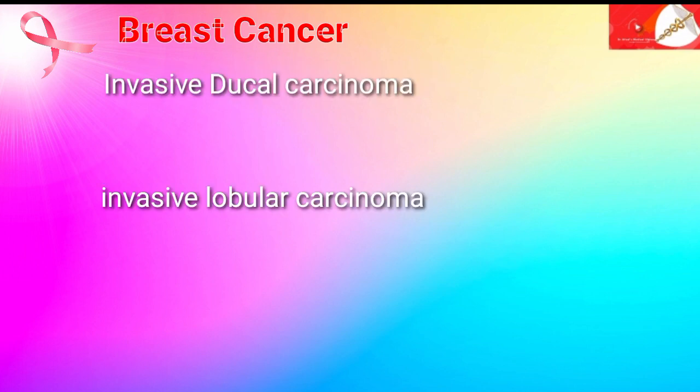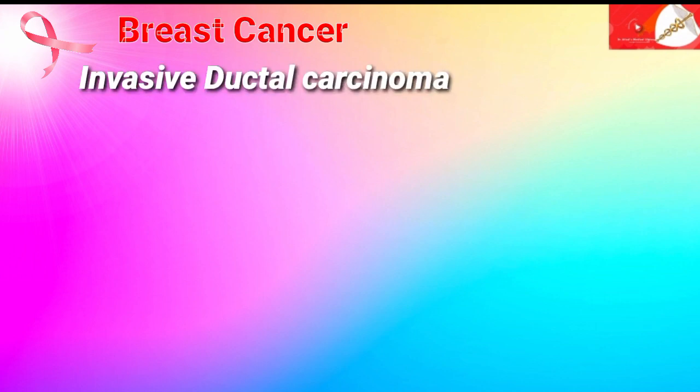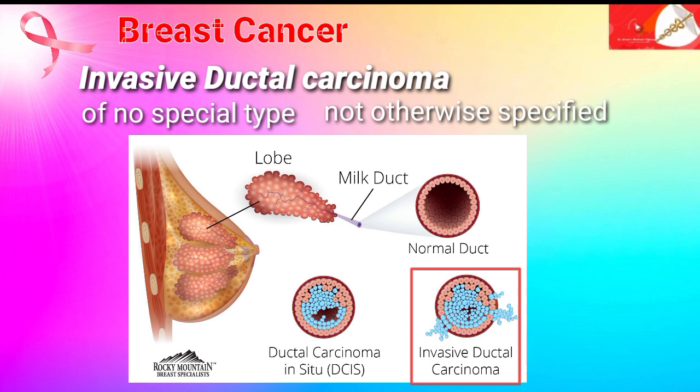Here I will discuss the two most commonly occurring breast cancers: invasive ductal breast cancer, comprising 80% of occurrences, and invasive lobular carcinoma, at 5 to 15%. Invasive ductal carcinoma of no special type, not otherwise specified, is the most common form of breast cancer, comprising 80% of occurrences. The abnormal cells that originated in the lining of the breast milk ducts have invaded the surrounding tissue over time, and can spread to the lymph nodes and possibly to other areas of the body.